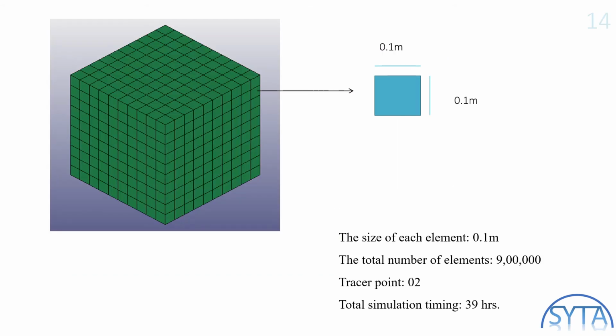This is the element box which contains the number of elements, and there you can see one element on the right side, which shows the dimension of one element, which is 0.1 meter by 0.1 meter. So the size of each element is 0.1 meter, and the total number of elements in my model is 9 lakh with 2 tracer points. The total time required for simulation is 39 hours.